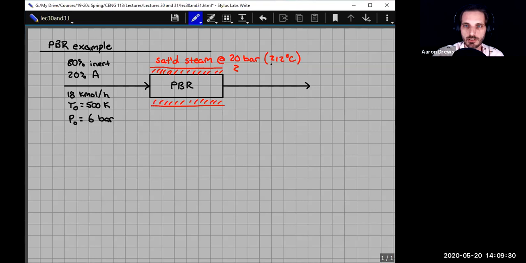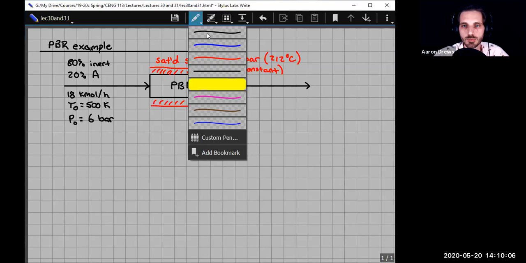Because it is saturated, these conditions are constant. Anytime you see a utility like saturated steam, those are constant. As energy is either transferred to or from the utility, it will either vaporize or condense a little bit of the utility, but it will do so at a constant temperature. That's the implication that we have whenever we see the word saturated for a jacket. So we have a constant temperature of 212 for our jacket on this one.